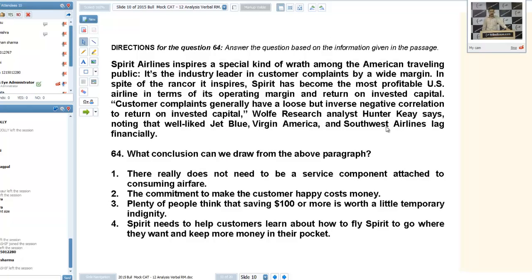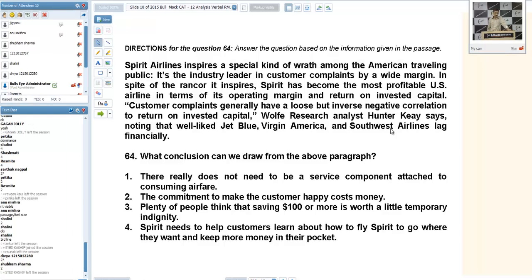Now let's read the rest. There really doesn't need to be a service component attached to the consuming airfare. So I don't know from which particular line this conclusion can be drawn. A conclusion is something drawn from the facts. Third, plenty of people think that saving 100 or more is worth a little temporary indignity. Seems to be very close, very close.